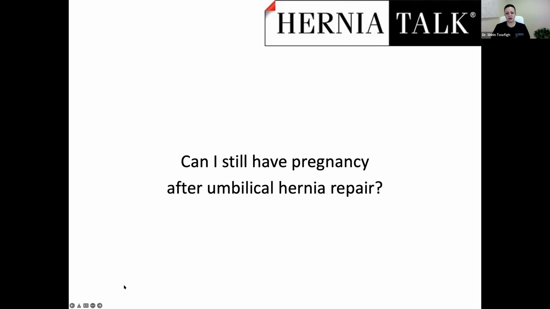Pregnancy. No one talked to me about pregnancy. Can I still have pregnancy after umbilical hernia repair? The answer is yes. If you've had an umbilical hernia and it was repaired before you're done having pregnancies, obviously I'm talking about women, then there's a higher risk that your hernia will recur. And if you had a mesh repair, there's a higher risk that during pregnancy you'll have chronic pain in that area. Of course, it's not 100%, but it's something to be wary about.